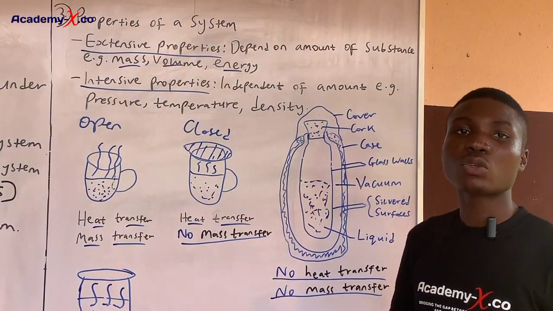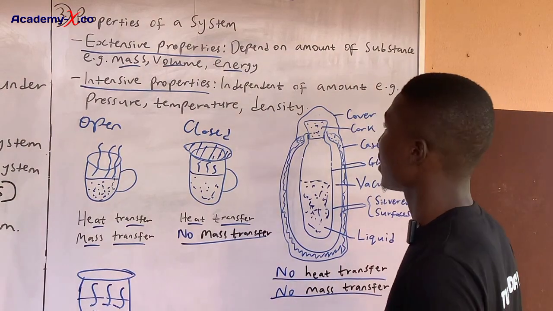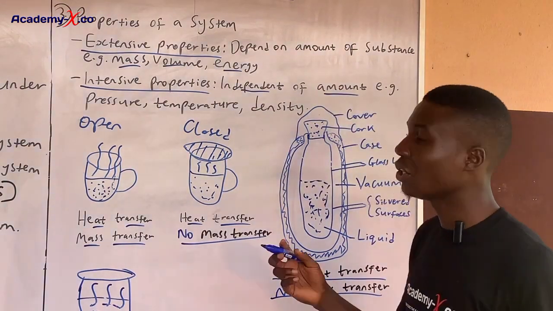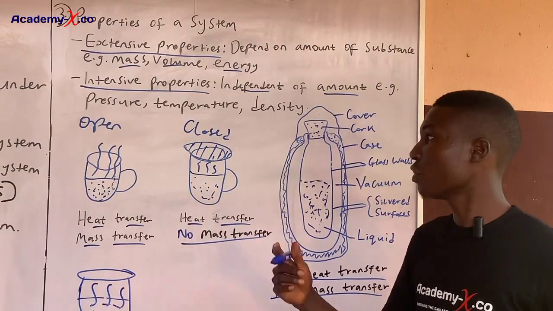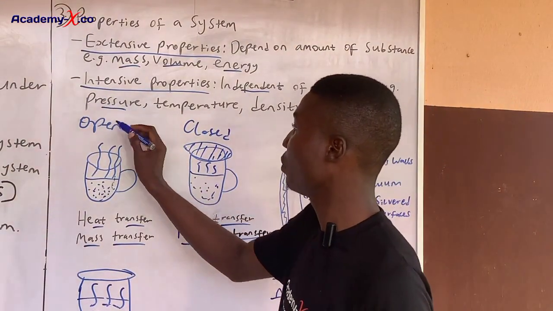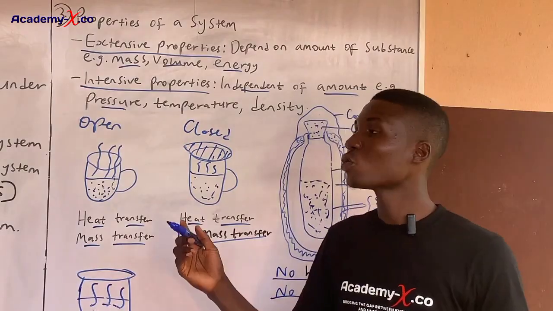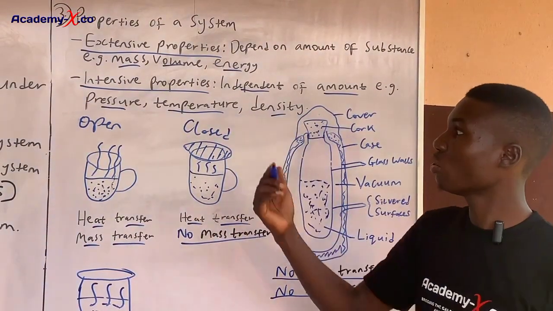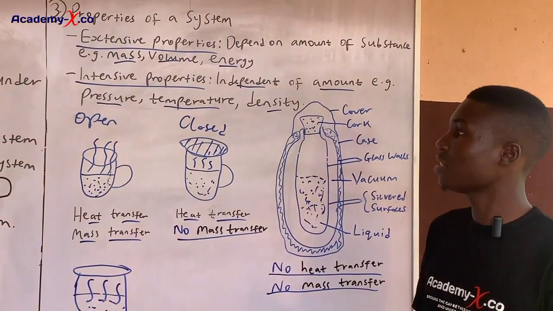Then when we come over to intensive properties, they are independent of the amount of the substance. So they don't have anything to do with the amount of the substance. An example of an intensive property is pressure. Whether the amount is small or not, you still have the pressure being featured. You have temperature, you have density. So those are the differences between extensive properties and intensive properties.